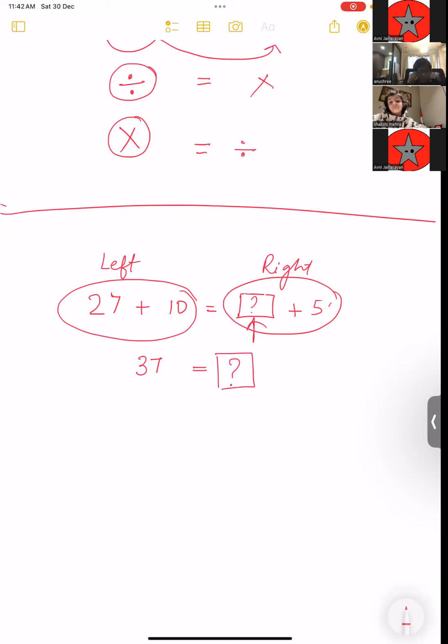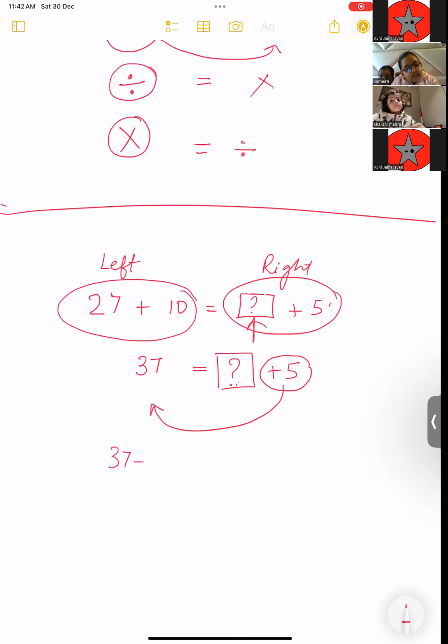So left I have solved. On the right I have something that I don't know plus a 5. Okay? Now are you going to substitute here? I can take this number here. So it is plus 5. Should I convert it into minus 5? Yes, because plus 5 is here, so if it comes on this side, it becomes 37 minus 5. And what is the answer? 32. Fantastic.